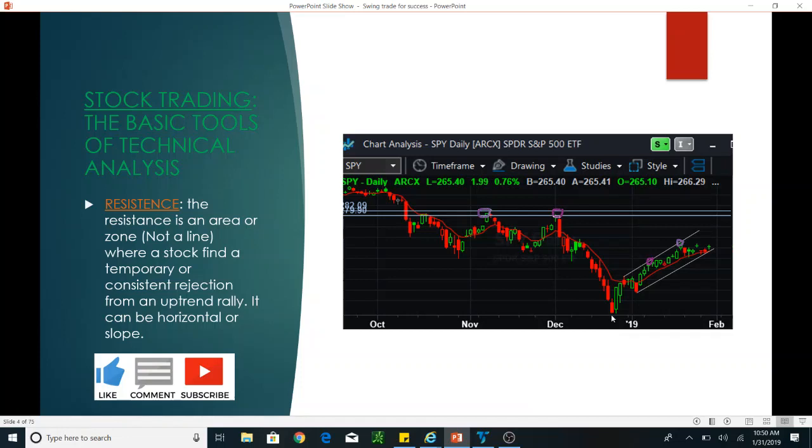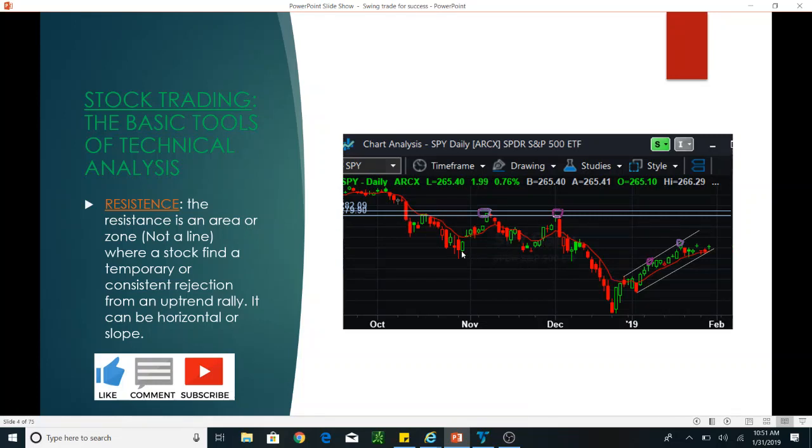It's the same chart of the S&P on which I showed you the support. If we look at it again, the stock bounced here and then came down again. It couldn't break through this. It came down here again and couldn't break through this. This is a resistance. It's something that's rejecting the price. It doesn't want to let the price break out of a certain level. So that's what we call the resistance.